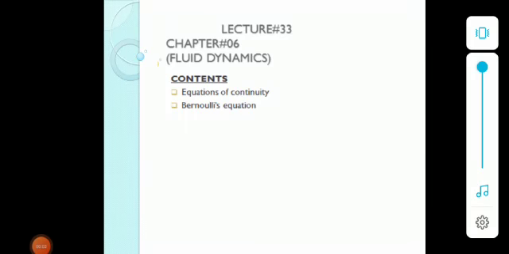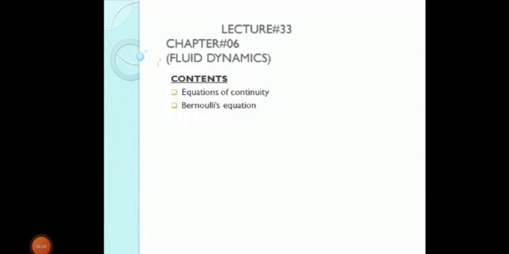Assalamu alaikum students. We are going to learn lecture number 36 from chapter number 6, which is fluid dynamics. Today we are going to learn about the equation of continuity and Bernoulli's equation. First we learn about the equation of continuity.